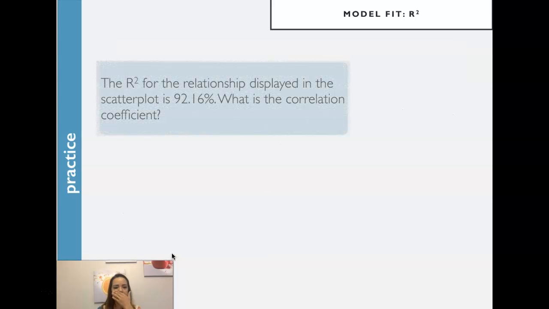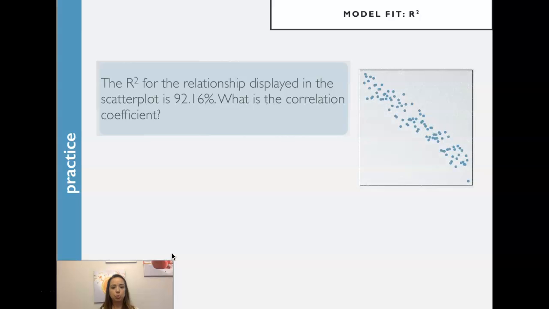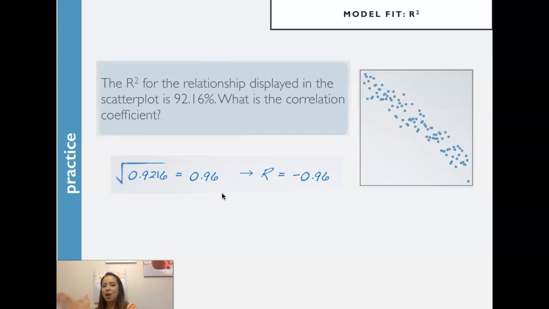All right, model fit. If the R-square for the relationship displayed in the scatter plot below is 92.16%, what is the correlation coefficient? Just take the square root of that, right? So to calculate the R-square, I square the correlation coefficient. To calculate R from R-squared, I just take the square root.